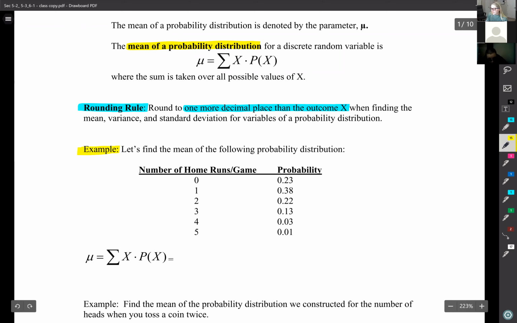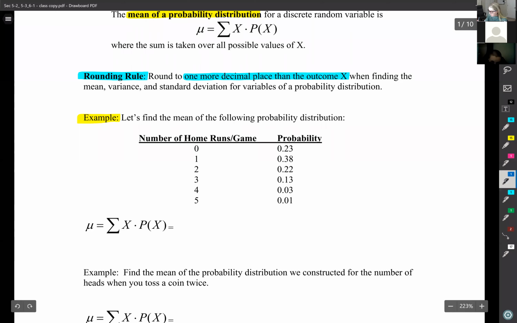Okay, let's do an example here. Let's find the mean of the following probability distribution. This distribution gives you the number of home runs per game, and then the probabilities for each. In order to find the mean, we're just going to follow that formula that says to take each x and multiply it by the corresponding probability. It doesn't say here, but this is x, and this is p of x. So the first x value is 0, and I'm going to multiply it by its probability, which is 0.23.